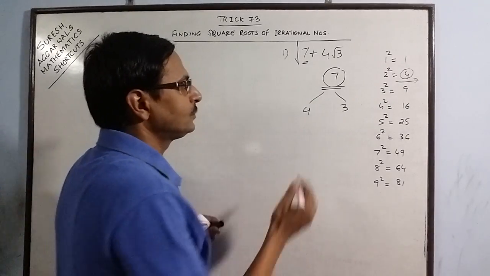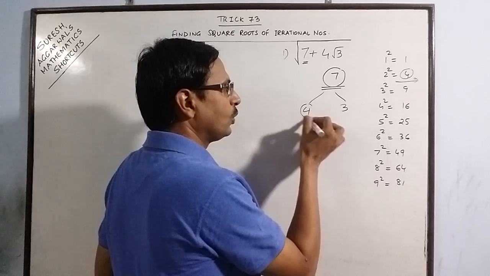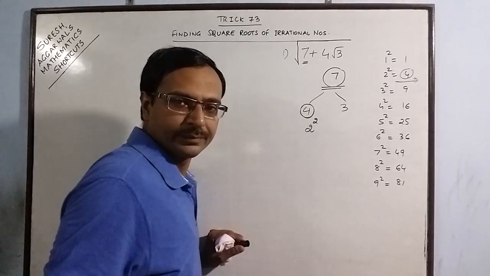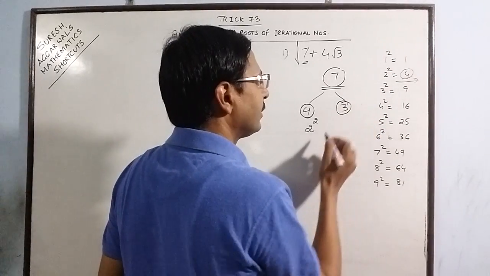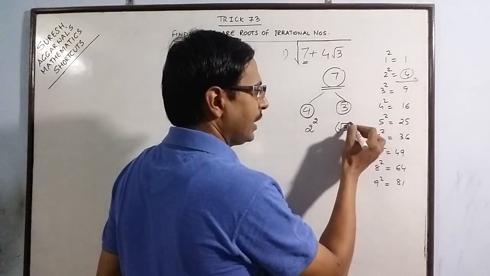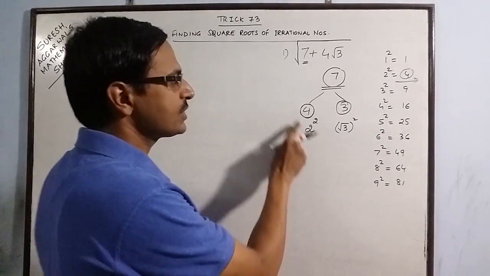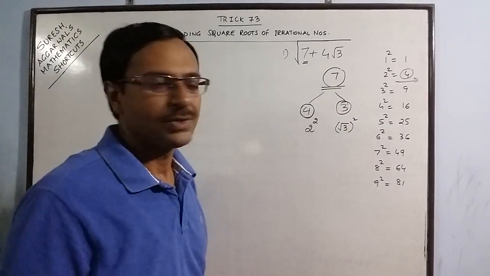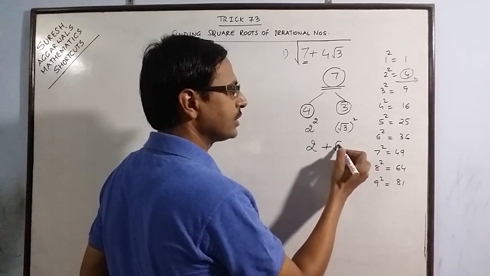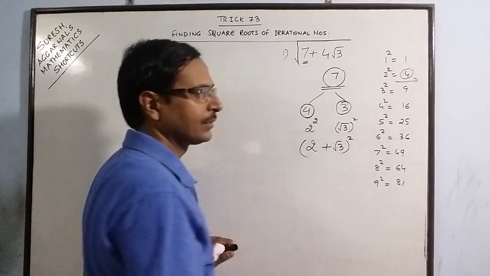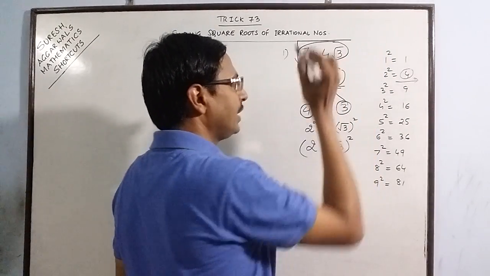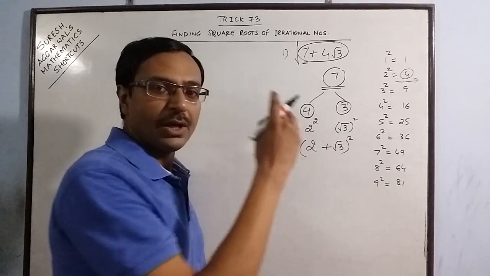Now what you do is, you know that 4 is 2 square, and for this number you just put square root and square, you get this number. So 2 square is 4 and root 3 square is 3. So your answer for this question is 2 plus root 3 whole square. So what we have done is, we have converted this number 7 plus 4 root 3 into a perfect square, 2 plus root 3 whole square.